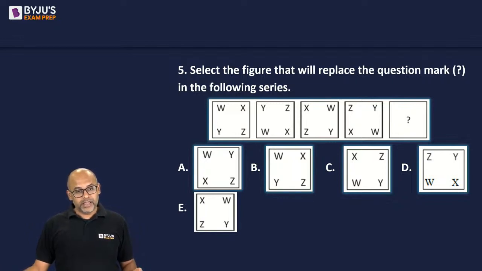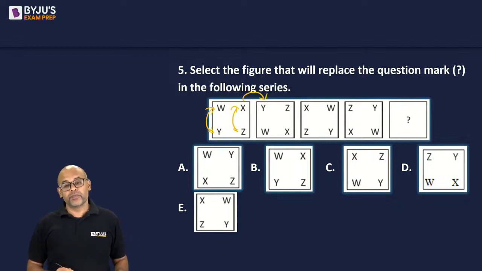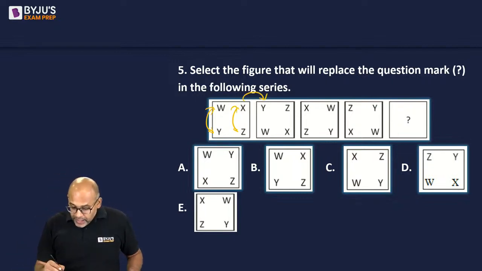Okay, I'm getting B, D, E, different answers. So let's see what is happening. What's happening here? I am basically interchanging these two and interchanging these two to get the second one, right? Then what am I doing? I am interchanging these and interchanging these. That's how I'm getting this.